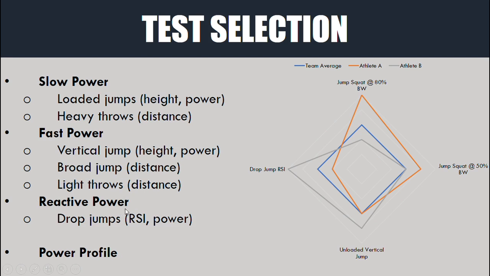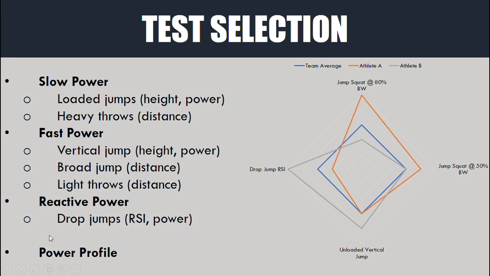The last category is reactive power, and for these tests, we're trying to test the ability to use the stretch shortening cycle. So essentially, we're minimizing ground contact times, or time to produce force, to extremely small amounts, and that's going to allow us to test how efficient we are at using the elastic properties of the tendons. Something like a drop jump is probably going to be the best way to do this. We can drop off a box of different heights, and we can then use reactive strength index or power, and you basically need a force platform to measure this type of power.